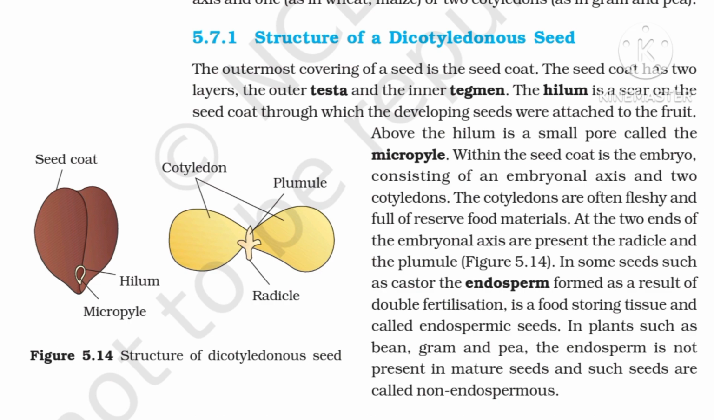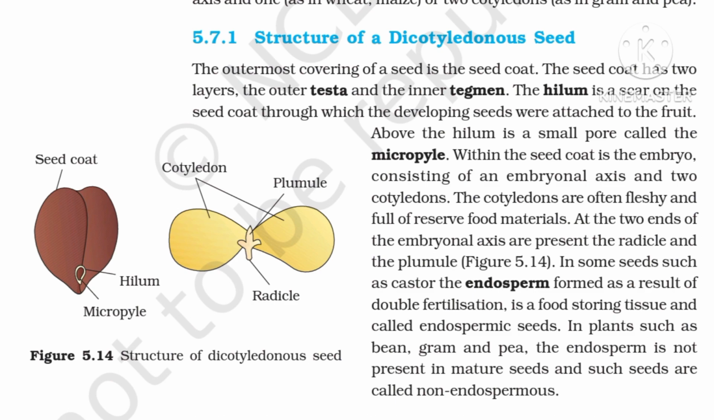Structure of dicotyledonous seed. The outermost covering of a seed is the seed coat. The seed coat has two layers, the outer testa and the inner tegmen. The hilum is a scar on the seed coat through which the developing seeds were attached to the fruit. Above the hilum is a small pore called the micropyle. Within the seed coat is the embryo, consisting of an embryonal axis and two cotyledons. The cotyledons are often fleshy and full of reserve food materials. At the two ends of the embryonal axis are present the radicle and the plumule.